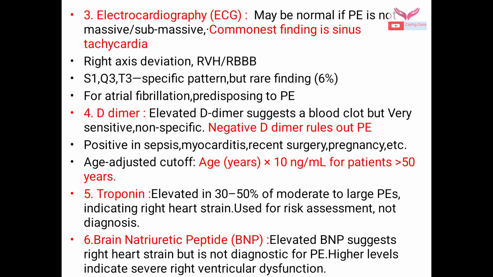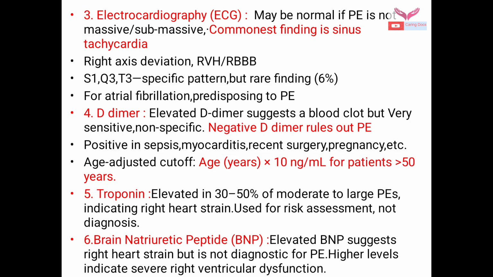Age adjusted cutoff for D dimer is age in years times 10 nanogram per ml for the patients who are more than 50 years of age. So it means the normal value for D dimer is usually considered more than 500. If the patient's age is 60 years, then for him the normal value will be 60 times 10, that is 600 nanogram per ml.